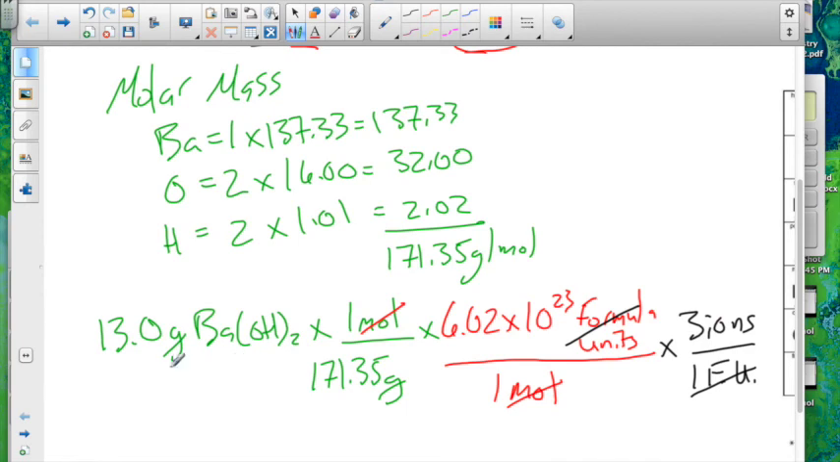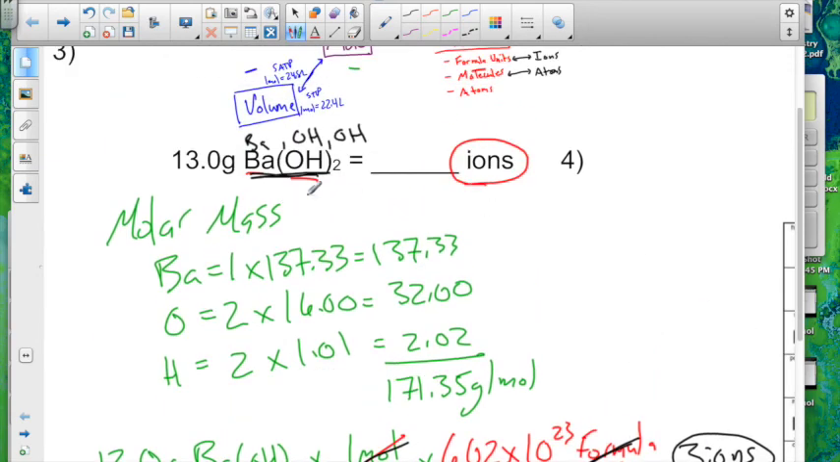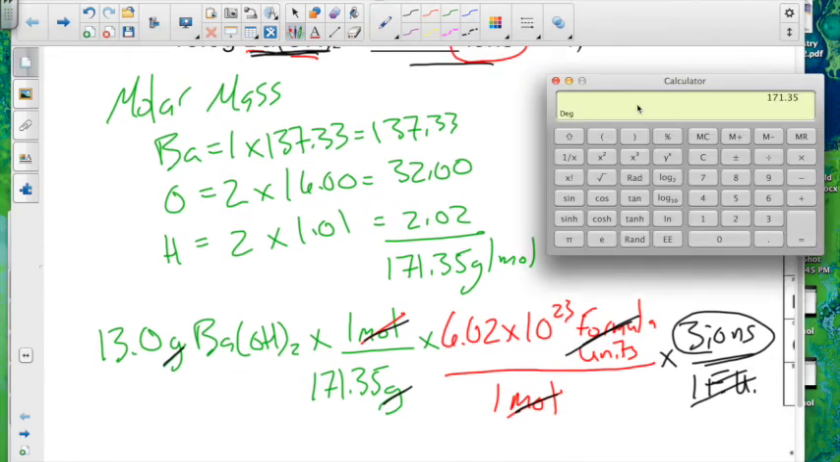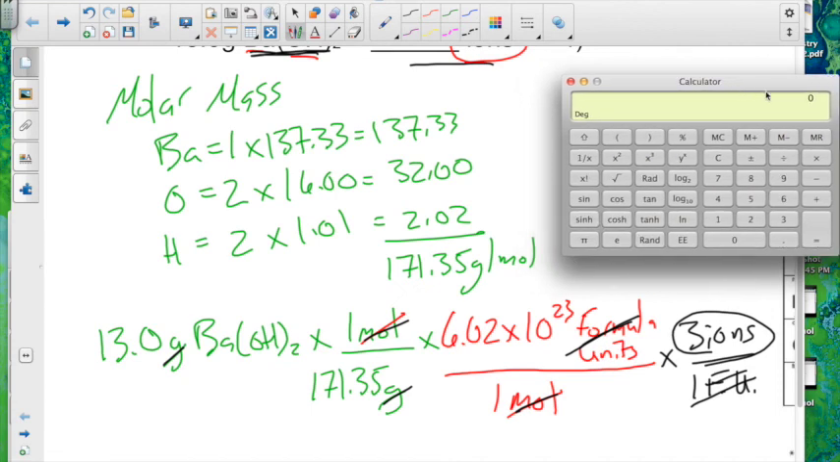Okay? Now what are we left with in terms of units? Well, we don't have grams anymore. We don't have molecules anymore. We don't have formula units anymore. We have ions. And guess what? That is what the question's asking for. So that's perfect. Now that we set it all up and your units are all canceling, and by the way, that's the easiest way to see if you're doing these right, let's multiply it all out.